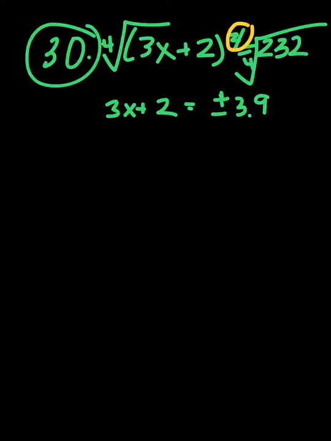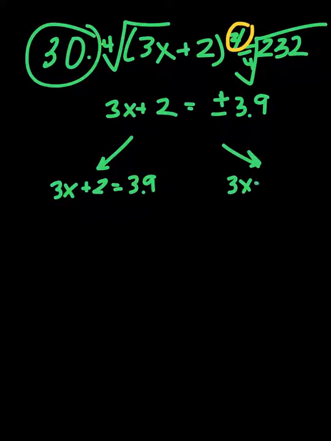Anytime I take the fourth root or an even root, I really have two answers, positive and negative. So that really gives me two possibilities. The first possibility is 3x plus 2 is positive 3.9, and 3x plus 2 could also be negative 3.9. Both possibilities could happen because the fourth root of 232 is positive and negative 3.9.